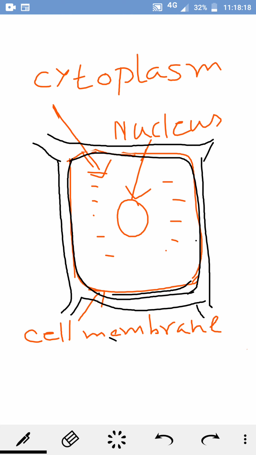So here you see this membrane, which we say is the cell membrane or plasma membrane, which gives shape to the cell. It is present in both plant and animal cells. It has got the nucleus, which is the other component, and the fluid which is present inside is called the cytoplasm. Again we are going to read about this.